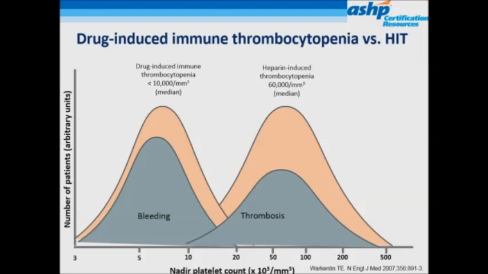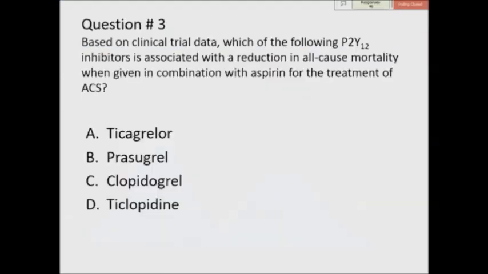This is just a pictorial graph trying to look at the timing and where the nadirs fall between a variety of medications. So this is HIT, where the nadir is usually in the 50,000 range or higher, because it's a 50% drop from the patient's baseline. Whereas with other drug-induced immune thrombocytopenias, you're looking at a much, much lower nadir. As I mentioned, for these thrombocytopenias you worry about bleeding, whereas heparin is one of the rare drugs where thrombocytopenia makes you worried about thrombosis as opposed to bleeding.